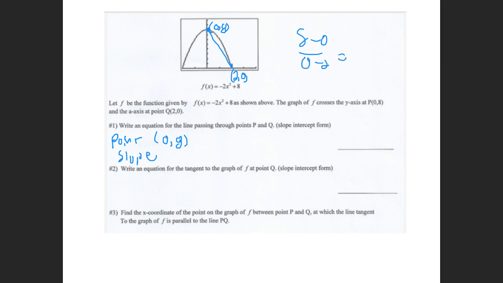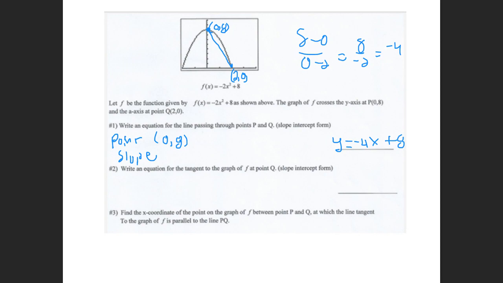So that looks like negative 4. So my equation is just going to be y is equal to negative 4x plus 8. That is an equation that goes through that point. But why did they want me to do that? Well, because now I've got the slope.